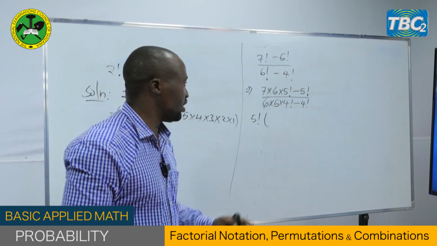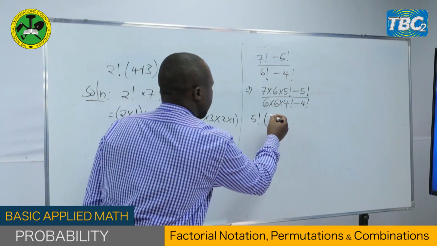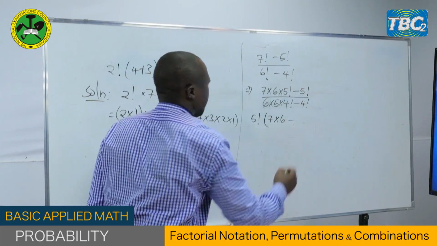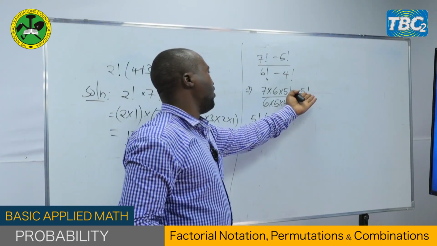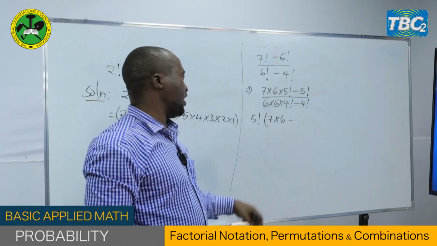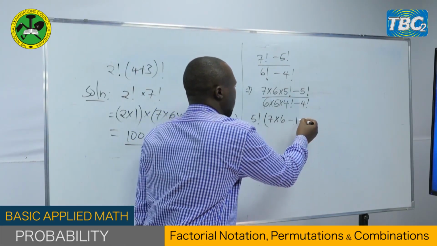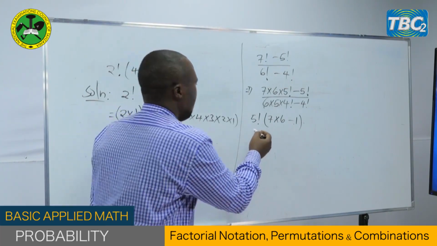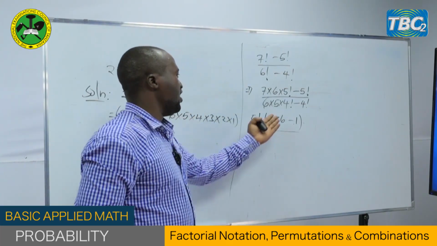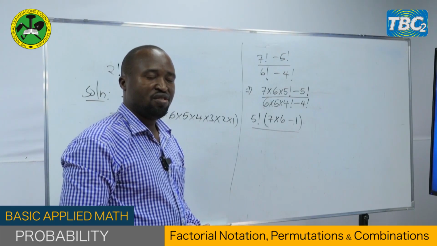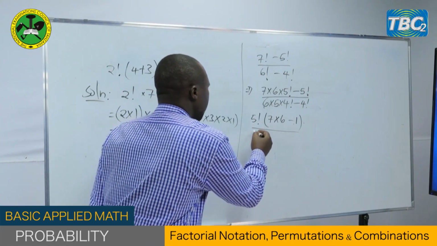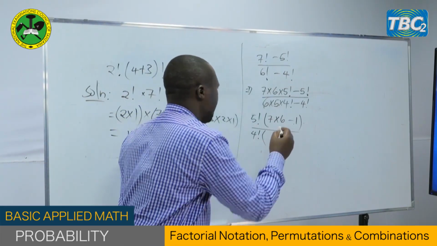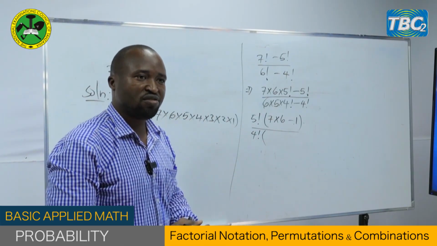My dear student, what will remain here? It will be 7 times 6 minus. Here 5 factorial is out of the bracket, so we are going to remain with 1. For the denominator side, what is common is 4 factorial. So you can write 4 factorial out of the bracket.